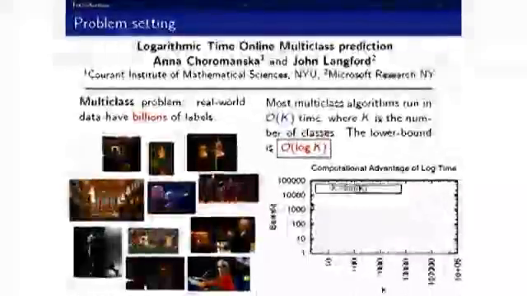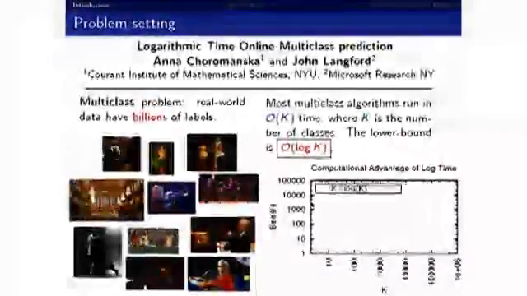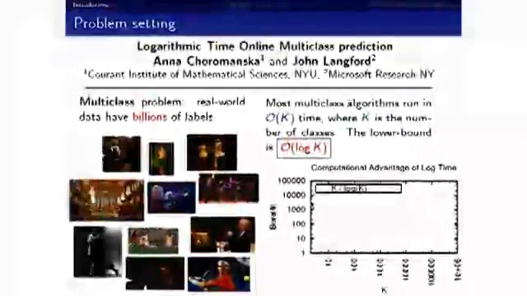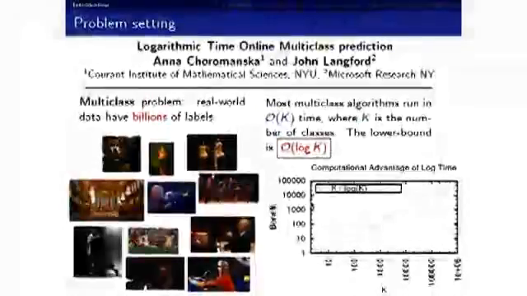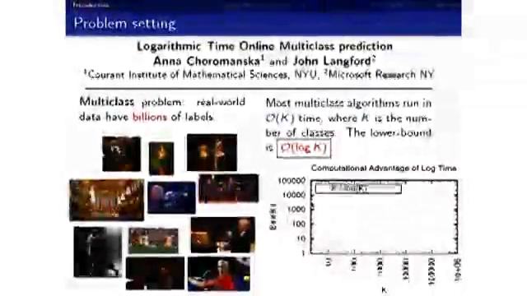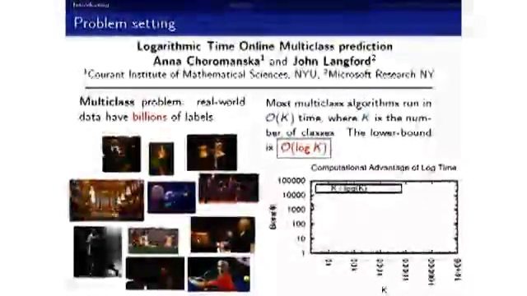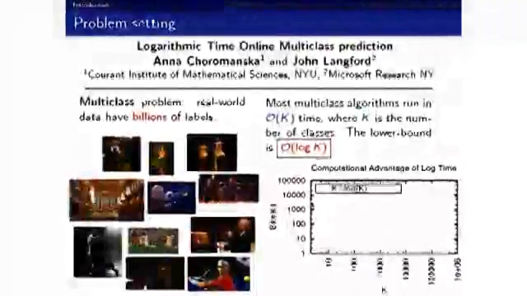Most algorithmic approaches for multi-class classification have a linear running time in the label complexity. The gain of using a logarithmic rather than linear running time approach is negligible when the number of classes is small, like 10 or 100, but becomes significant when the number of classes is much larger.